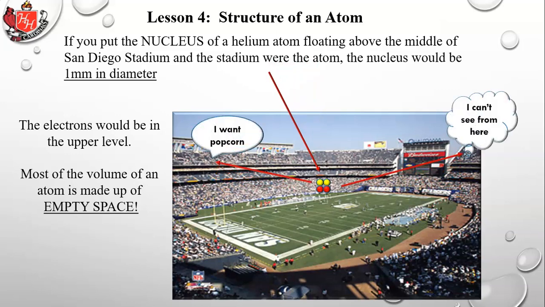Okay, so there's the nucleus. Now it's shown much bigger there than it would be. As we say, it's 1 millimeter inside that entire stadium. You wouldn't even be able to see it from the distance that you're viewing that picture from. And then the electrons would be way up in the outside in the stands, buzzing around. So that means that the vast majority of an atom, any atom, is just empty space.